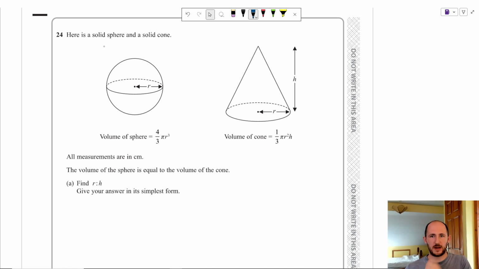So, first of all, we have a sphere and a cone, and they're solid. They give us the volume of a sphere and a cone, so these aren't equations you need to remember. The volume of the sphere is equal to the volume of the cone, so you need to find the ratio of R to H. And honestly, this is pretty quick.